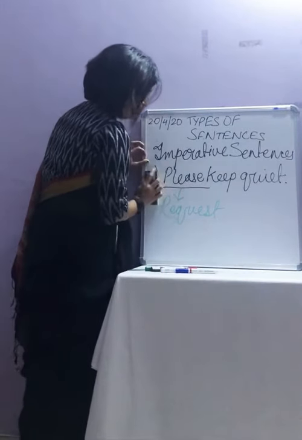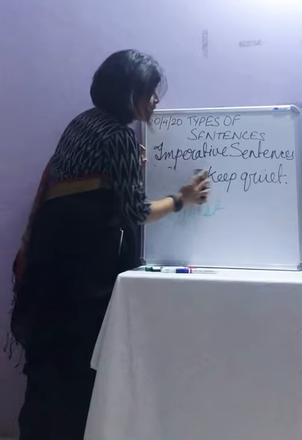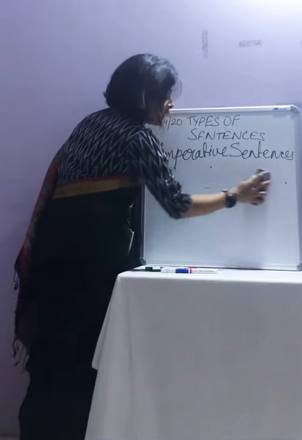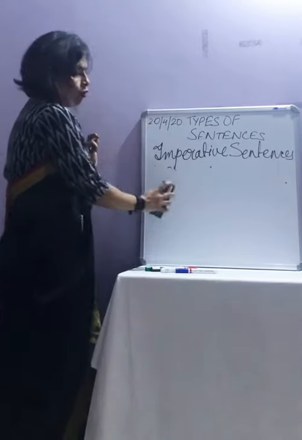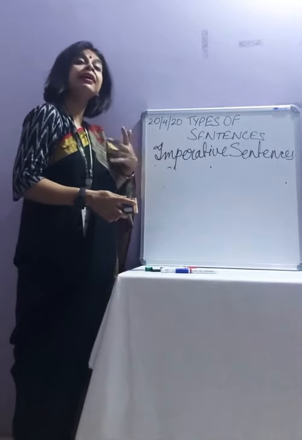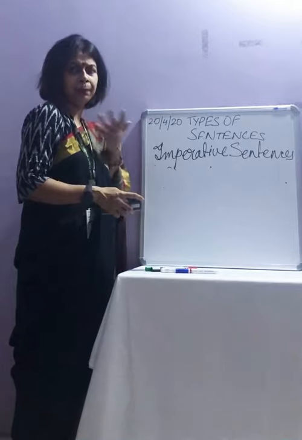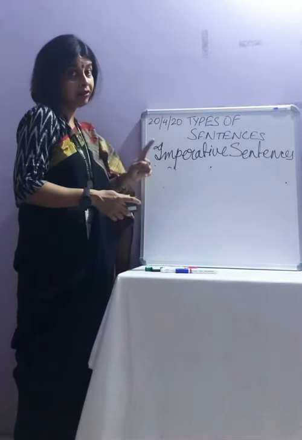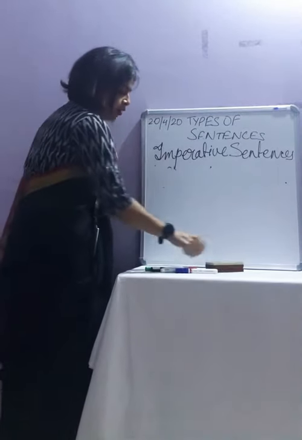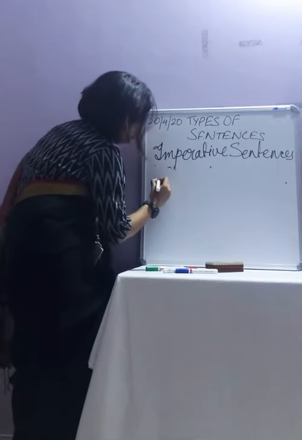Now let us go to the second. Now imperative sentences will be of three kinds. This is the first kind. Okay, request means you're making a request for something. When you're asking something with a please, that becomes an imperative request sentence. Now let us see the second one.